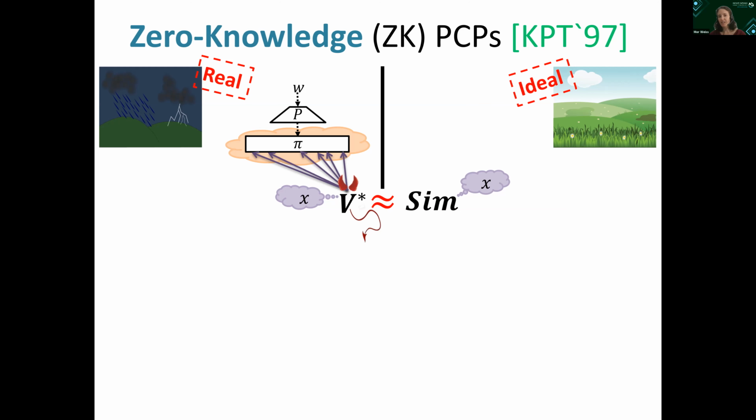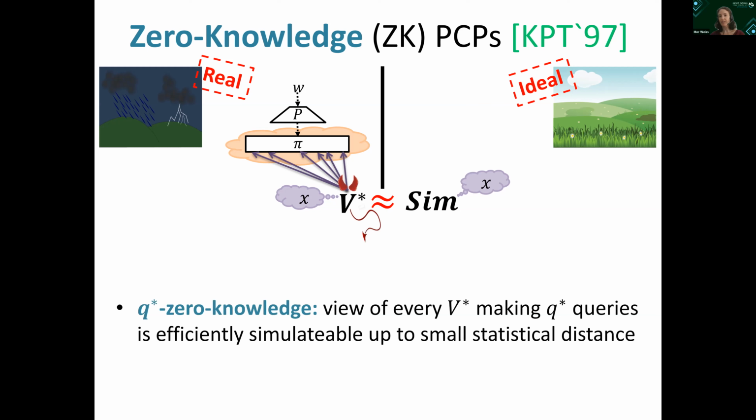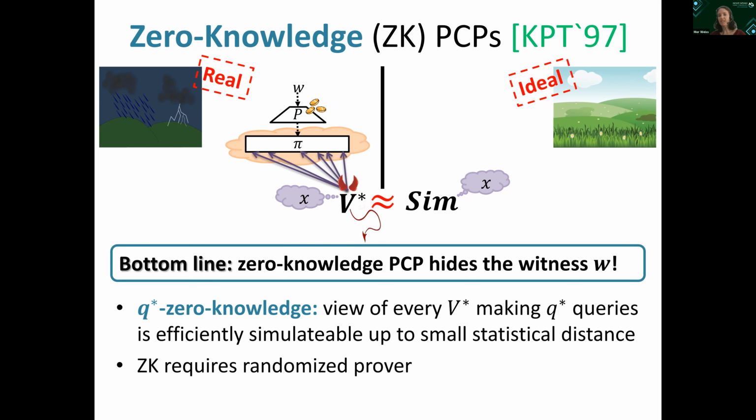So if the verifier reads the entire proof, of course we can't get any zero-knowledge guarantees. We need to somehow restrict the verifier. And we're going to restrict the number of queries it can make to the proof. So specifically, we want that the view of any verifier that makes at most Q star queries to the proof for some a priori bound Q star, this view is simulatable given just the input X. And this, of course, requires a randomized prover. So the bottom line is that zero-knowledge PCPs hide the witness, similar to how zero-knowledge interactive proofs hide the witness.